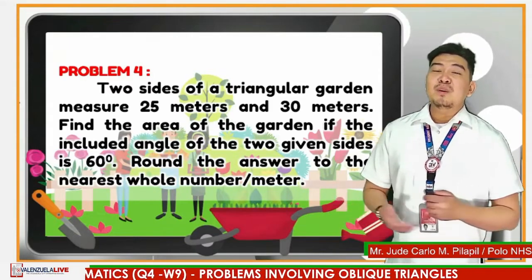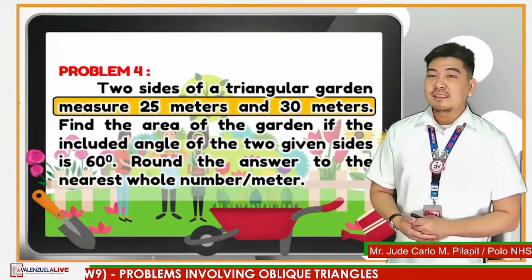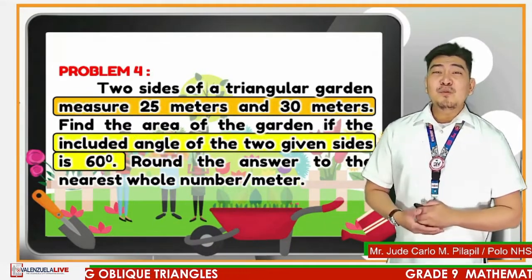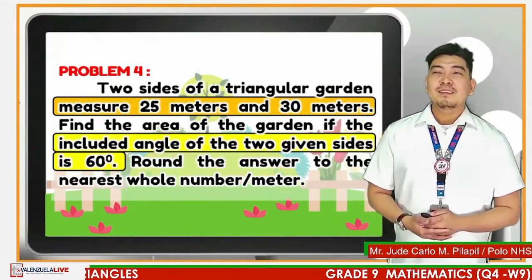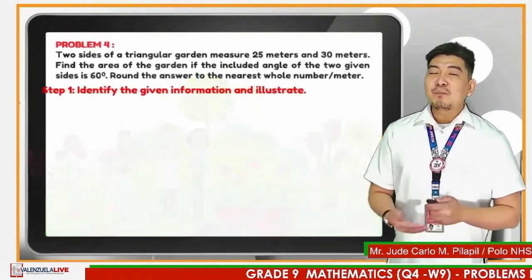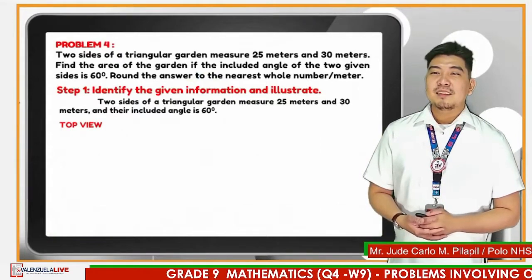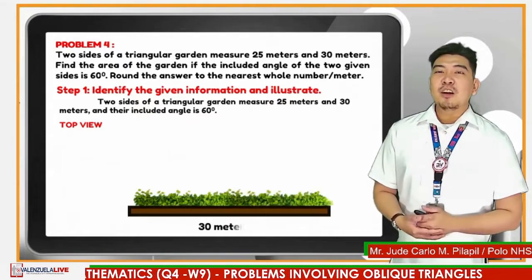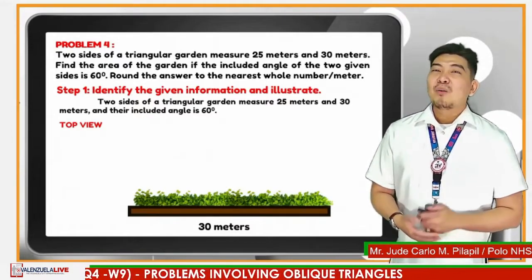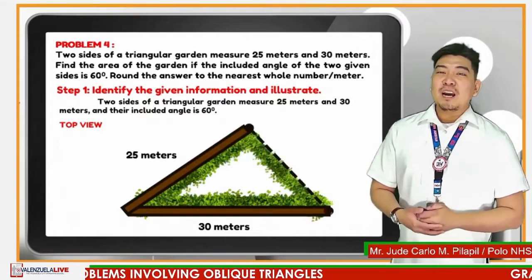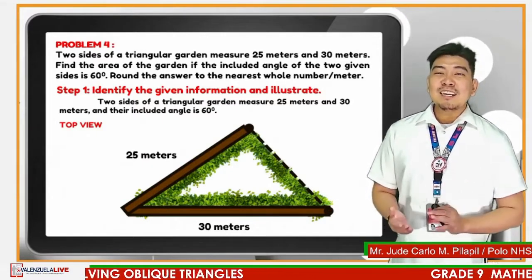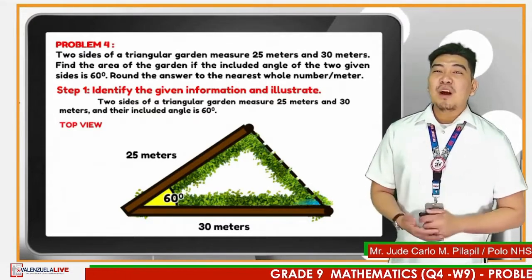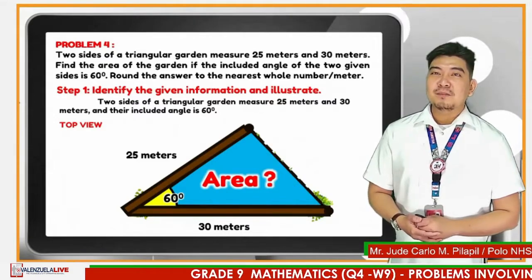The information that we can use are the measures of the two sides and the measure of the included angle. Let us use these to form our illustration. Let us consider the top view of our garden. In the problem, it is stated that a side of a triangular garden measures 30 meters, while the other side measures 25 meters. The included angle between those given sides is 60 degrees. We are asked to find the area of the given triangle.